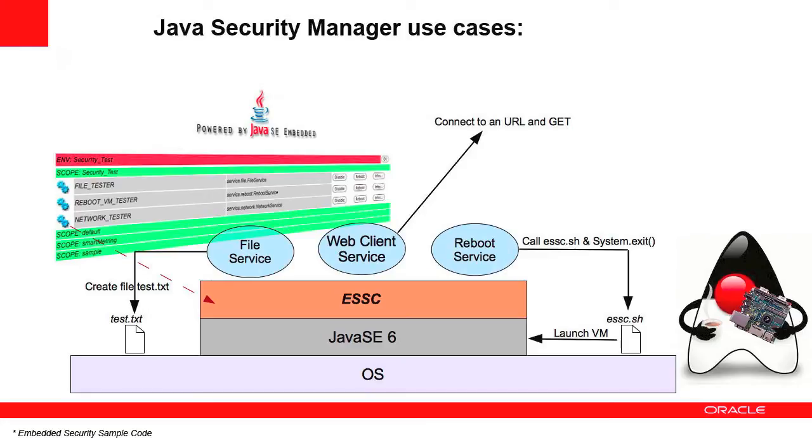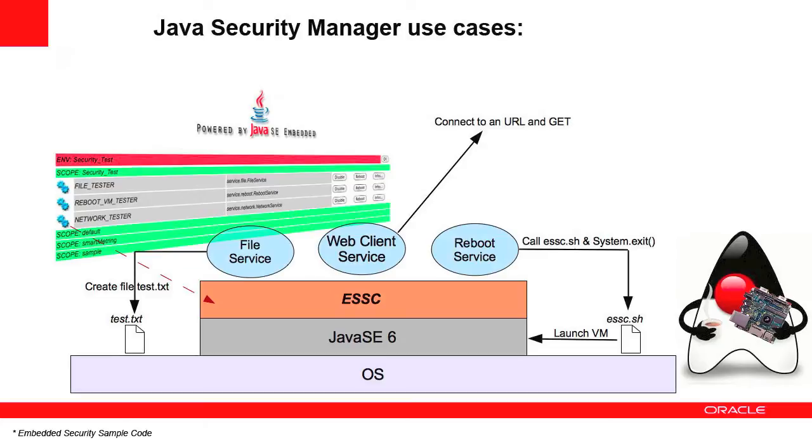Our demo shows the following use cases. The first service is a file service. It creates a directory and writes a file in it. The second service is the web client services. It connects to the internet to get a web page.